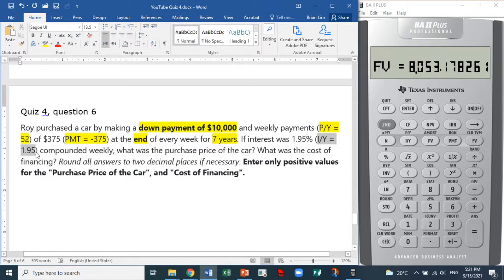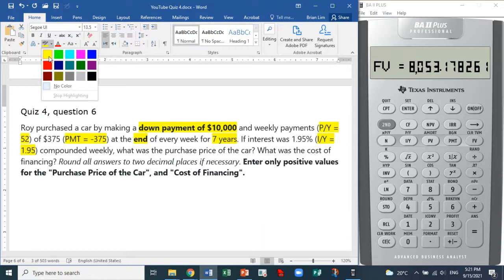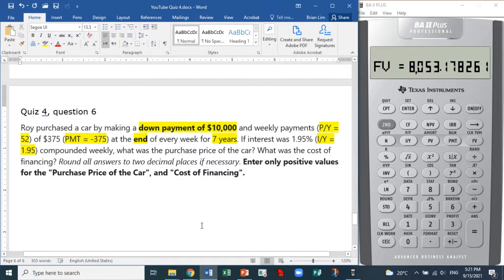All right, so we have to calculate what? Well, we have to get at the future value or the present value. Well, let's see. The purchase price of the car, yes, we have to get the present value. All right, why? Because the car is to be paid off. Okay.